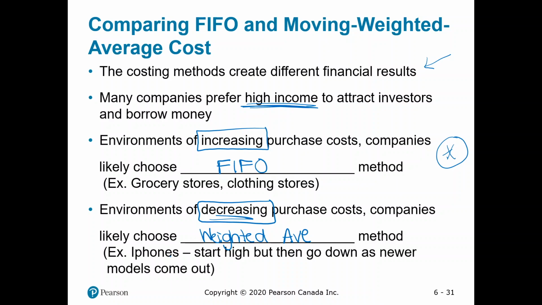And technology is a good example of that. So if we think about an iPhone, every time a new model comes out, the older phones now have a lower value. So if a retail store is looking to sell them, they could probably purchase them for less. And you as a customer would likely purchase them for less as well. Okay, so that is just a comparison, and it's good to know which type would create a higher or a better income when things are increasing versus decreasing.